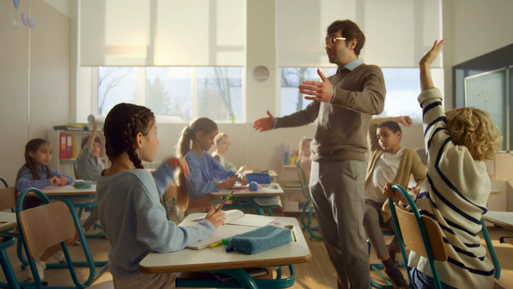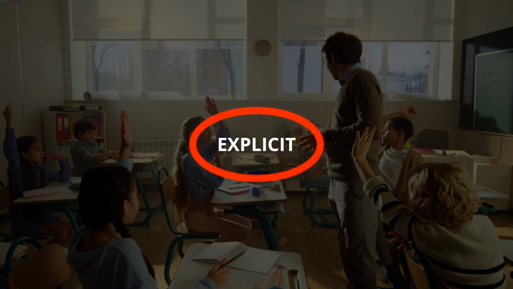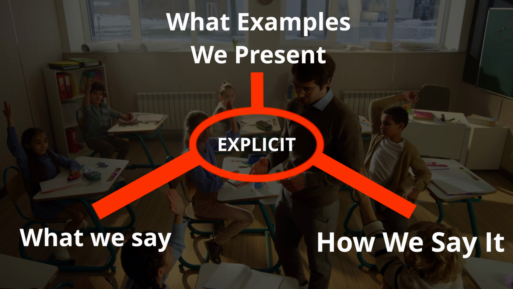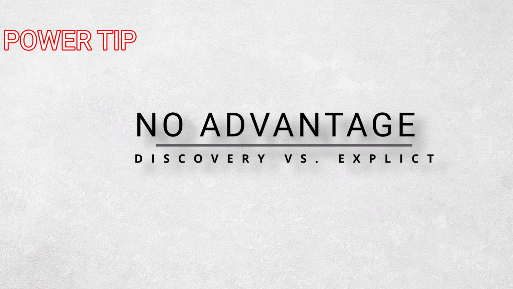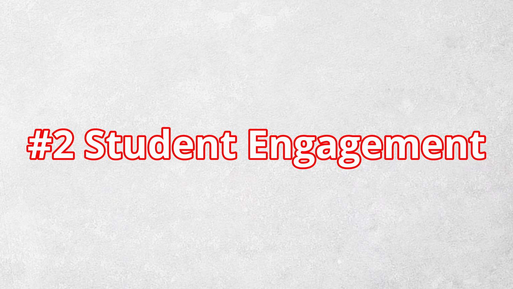For the teacher, being explicit means considering how we introduce new lessons to make them seem relevant. What we say, how we say it, and what examples we present are all crucial components of being explicit. The opposite of explicit instruction is discovery learning, the notion that students must explore and learn on their own. While some students may be successful with pure discovery, others will struggle, and there is no advantage to discovery versus explicit instruction. Now, let's move on to talk about the second key to effective instruction, student engagement.